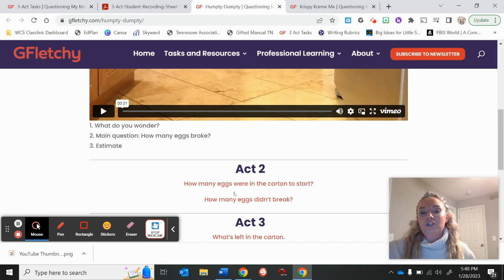At that point, you're going to show students Act Two. And so that's going to include some additional photographs that you can click on. And at that point, students will be able to see how many eggs were in the carton to start with, and then how many eggs did not break.